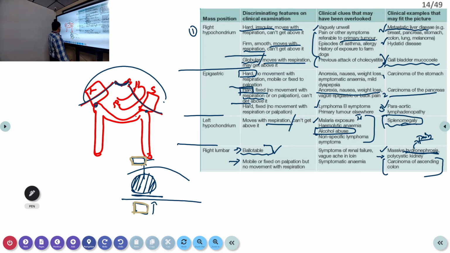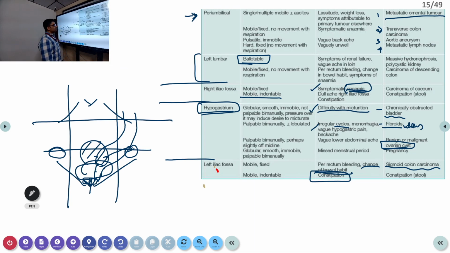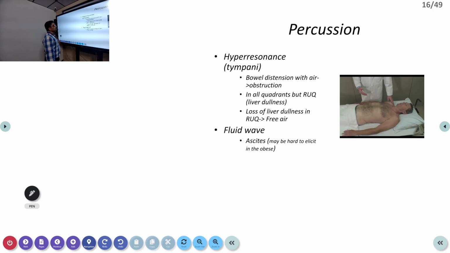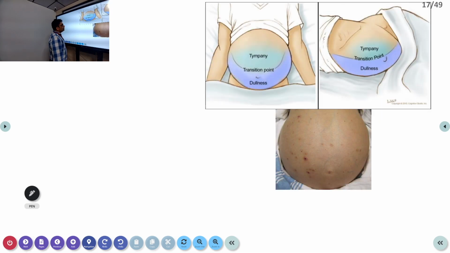So these are all the masses, the differential diagnosis which we have discussed. Then we had to do palpation. What I wanted to show was this, the fullness of the flanks. Normally it will be like this, but here it is full. That is usually seen in patients with ascites.